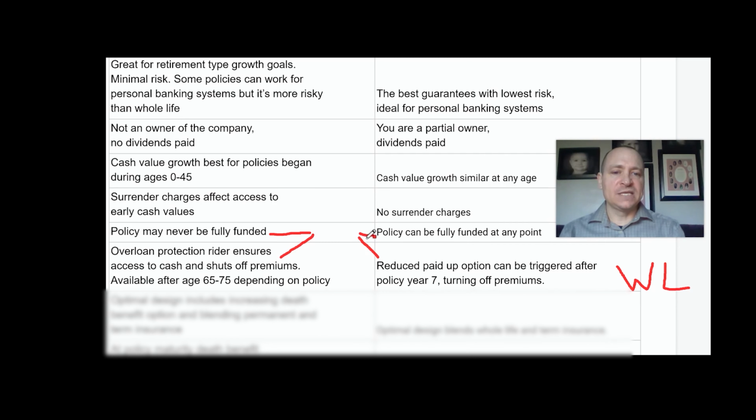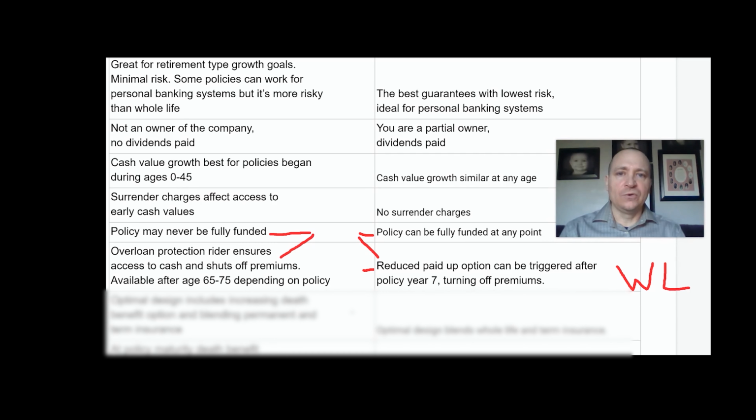Now, the reason we say a policy can be fully funded at any point in a whole life policy is because you can trigger a reduced paid up option after policy year 7, and that turns off the premiums. You might say, wait a second, you said my policy can be fully funded at any point. That's because, let's say you put a large amount into your policy in year 1, you can actually go without making any more payments till year 7 and then turn off the premiums. So essentially your policy was fully funded in year 1 because you put enough money into it. That can work out in any of those other years, just like in year 1.